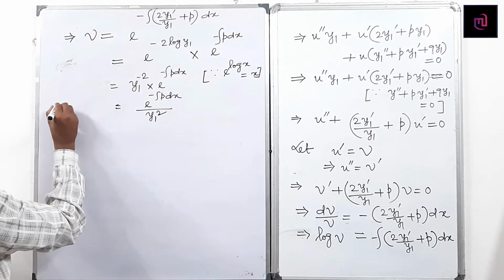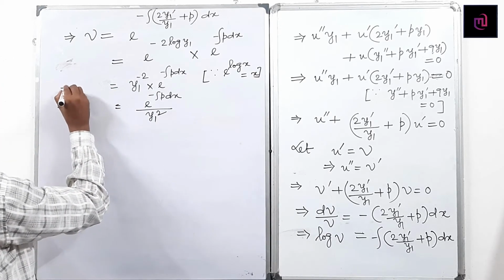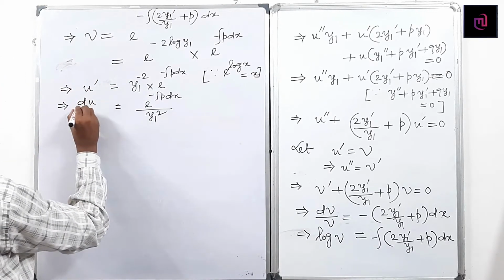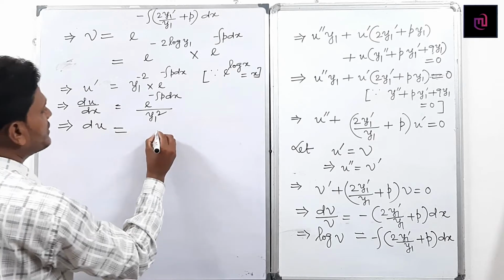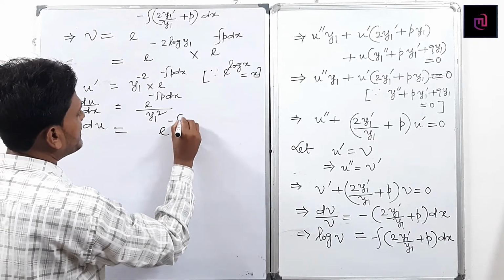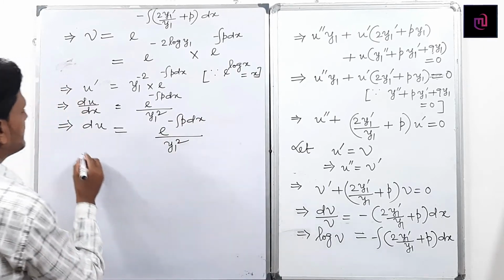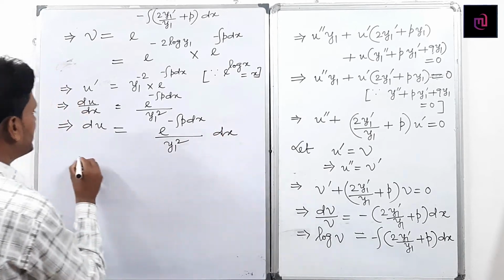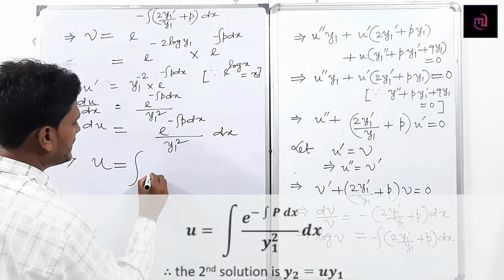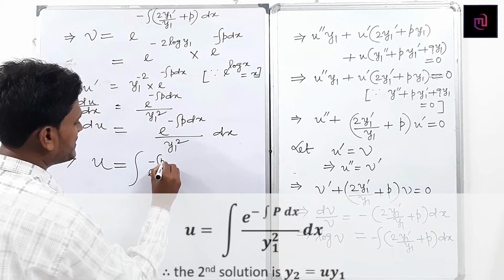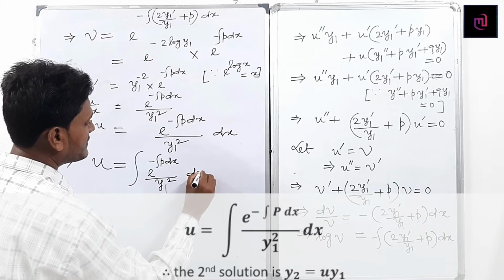So v becomes u dash, so it becomes du by dx. Separate the variables and take the integration: du equals e to the power of minus integration p dx by y1 square, into dx. So taking integration, u becomes the integration of e to the power of minus integration p dx, all divided by y1 square, all into dx.